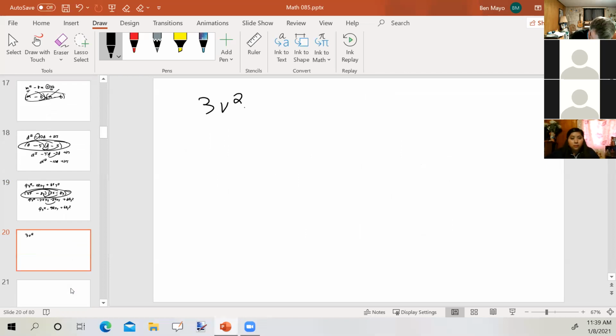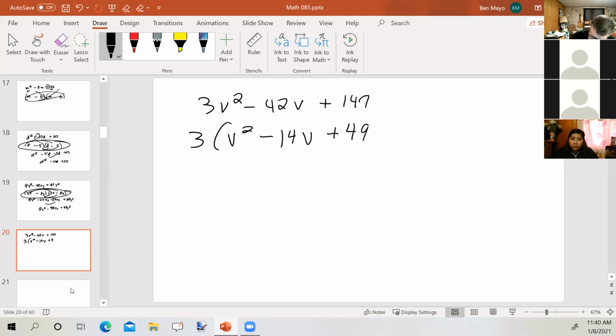3v squared minus 42v plus 147. Well, looking at this trinomial, it certainly doesn't have a perfect square up front or at the rear. However, before we look at that, we should see, first of all, is it in standard form? Yes, it is. Is there a greatest common factor? Yeah, we can take out a 3. And then we get 14v, and that would be plus 49, like that.